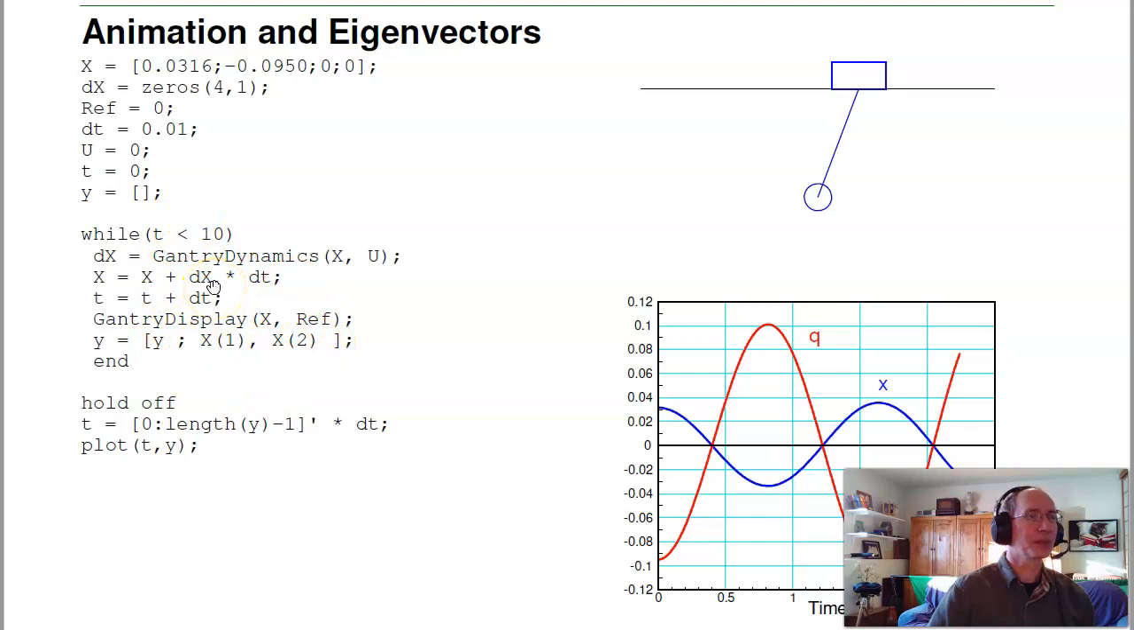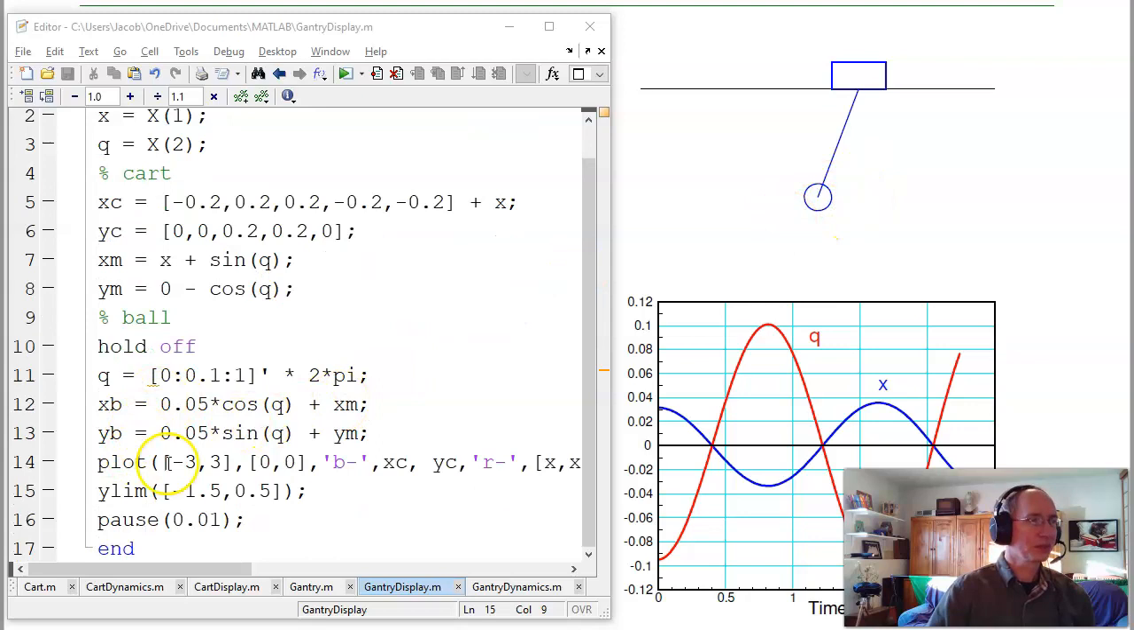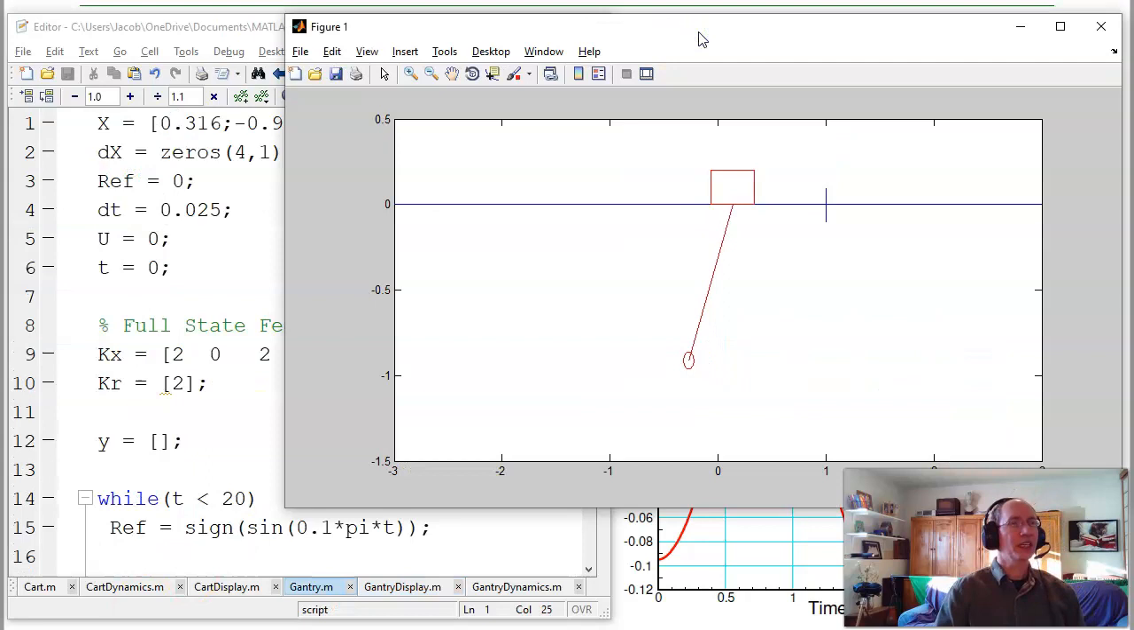And what the gantry display does is I know x, that's the position and angle. From that, I can draw a rectangle. There's the cart. Draw a line, that's the Earth. Draw a line down based upon theta. Draw a circle. And that's all this does. And with that, I can get the open loop dynamics of a gantry system. If I have no input and give it some initial condition, it's just going to swing back and forth. Okay, that's all fine and dandy.